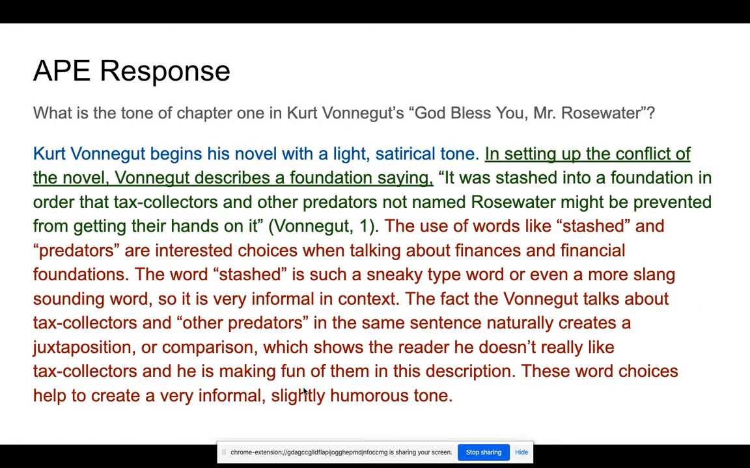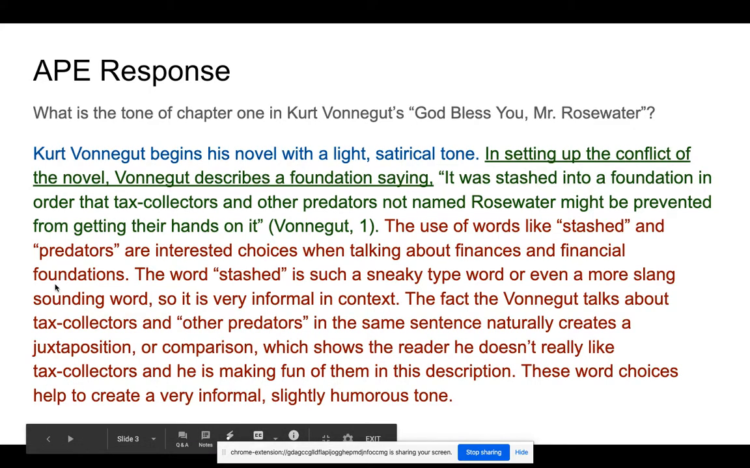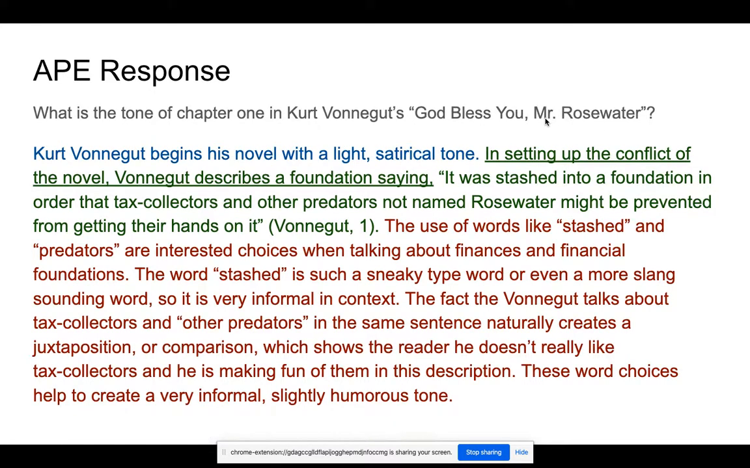So I just wanted to give you an example of what this would actually look like. If I asked you, what is the tone of chapter 1 in Kurt Vonnegut's God Bless You, Mr. Rosewater? Now, obviously, you've never read this book. That's fine. It doesn't matter. You can see the three different colors here. That goes with the three different parts of APE.